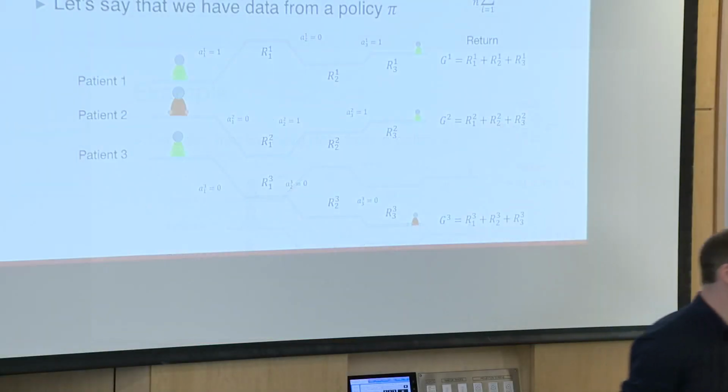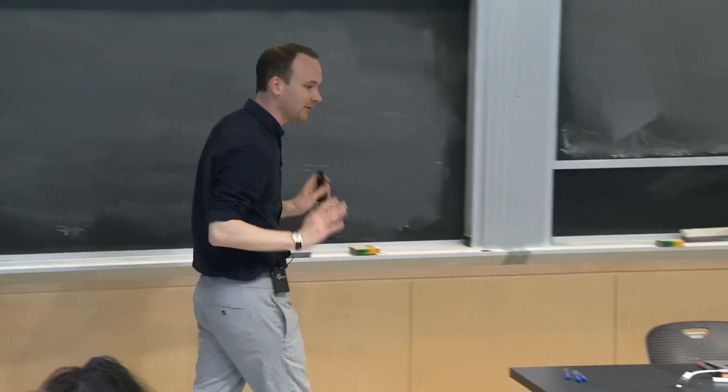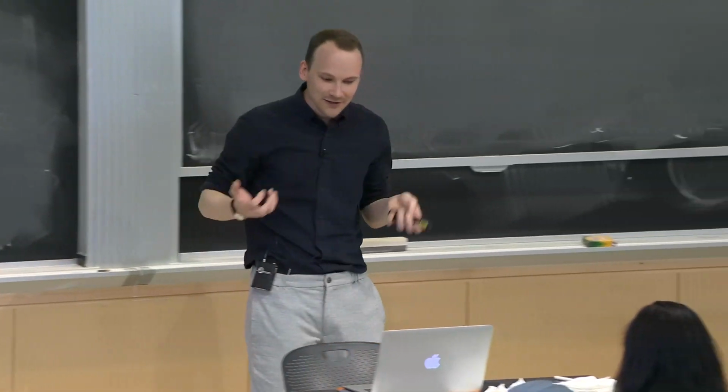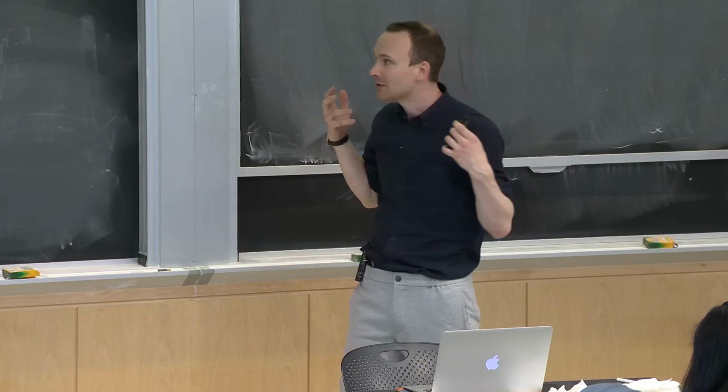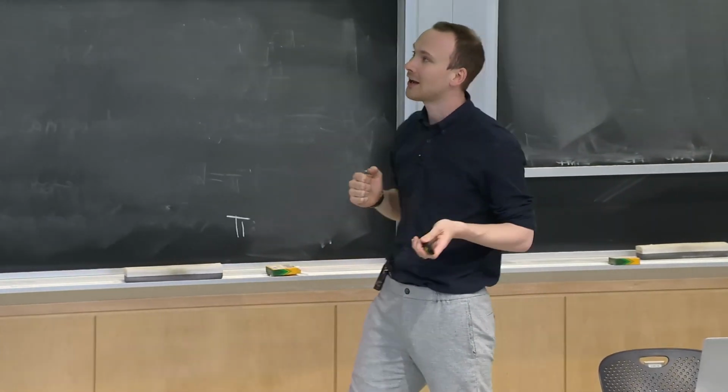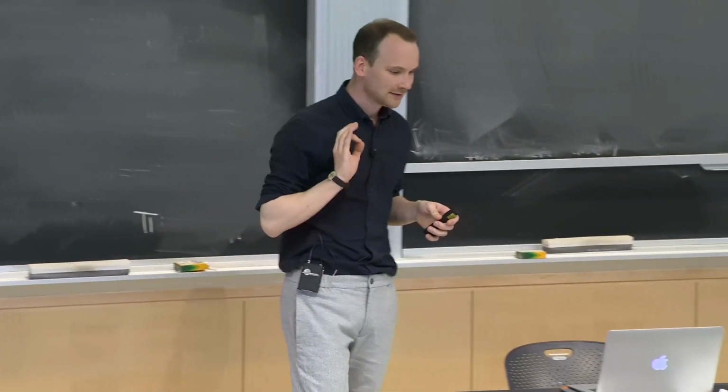Okay? So that is what we're trying to optimize. We have now a notion of good, and we want to find a pi such that that v pi up there is good. That's the goal.